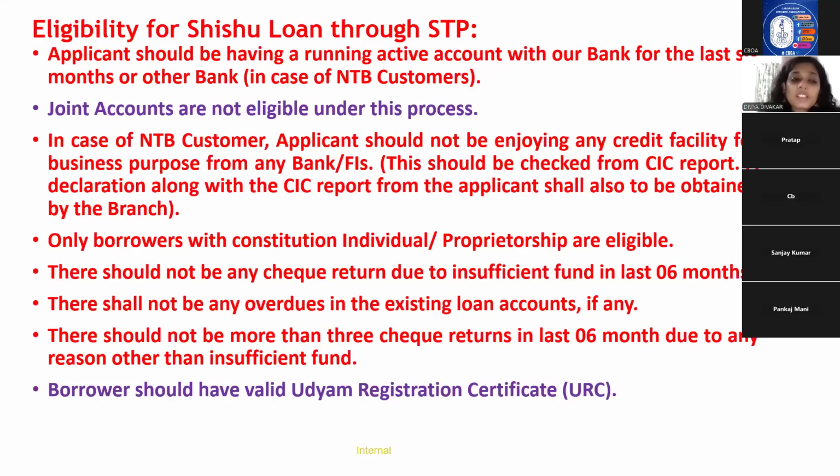What are the eligibilities? They should have a running active account with our bank or another bank for the last 6 months. If they are new, the customer should have a 6-month-old active bank account. Joint accounts are not eligible under this process. In case of new to bank customers, the applicant should not be enjoying any credit facility for business purpose from any other bank or financial institution.